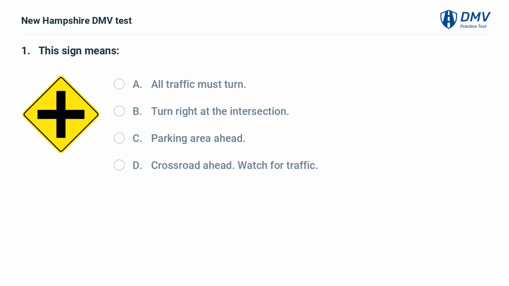This sign means A. All traffic must turn. B. Turn right at the intersection. C. Parking area ahead. D. Crossroad ahead. Watch for traffic. This sign warns of the presence of a crossroad ahead.